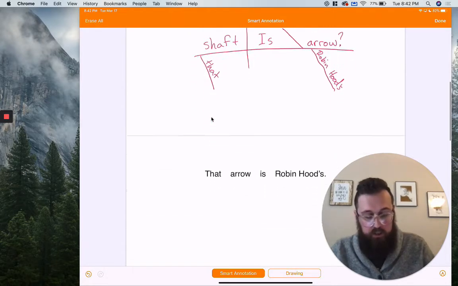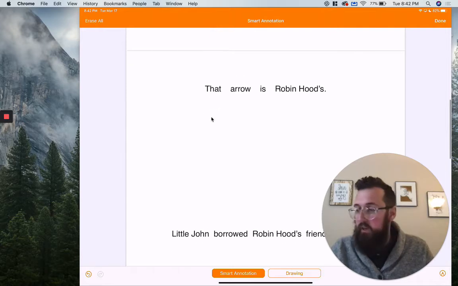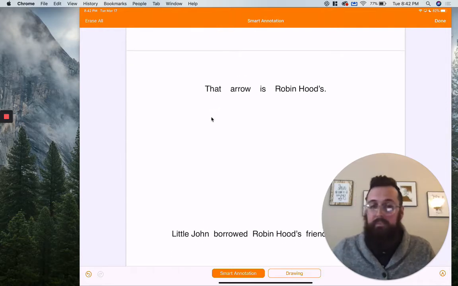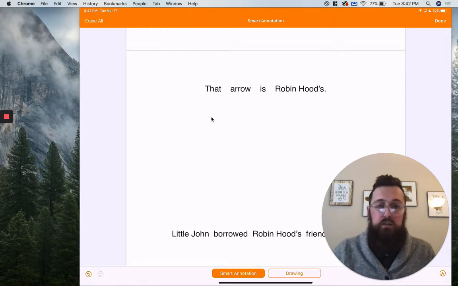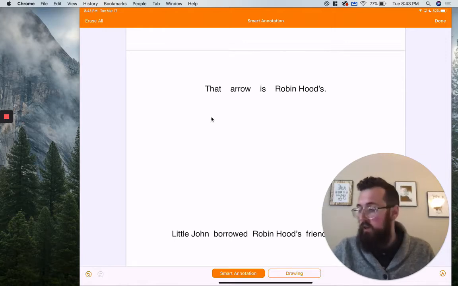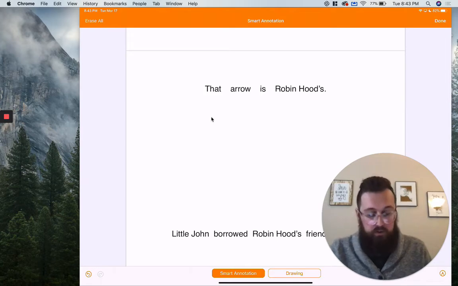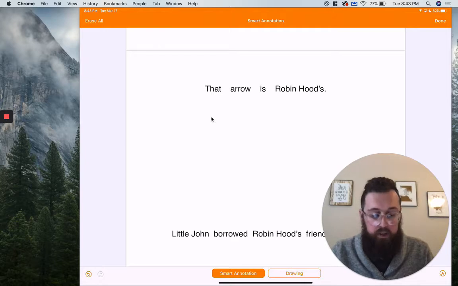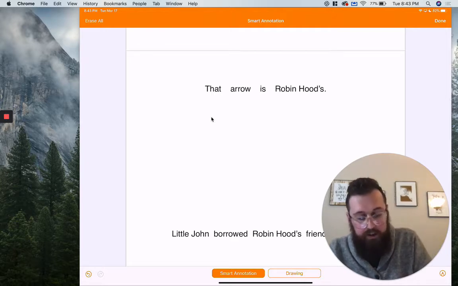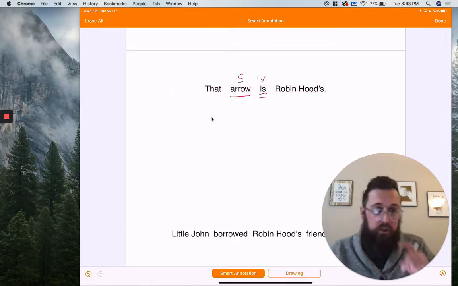Okay, let's look at our next sentence. This is where it gets a little bit tricky. That arrow is Robin Hood's. So our subject could either be about Robin Hood or arrow. In this case, it's arrow. We're talking about the arrow in the sentence. So that is going to be my subject. My verb, the only option is going to be is, and it's going to be a linking verb. It's connecting two things together.